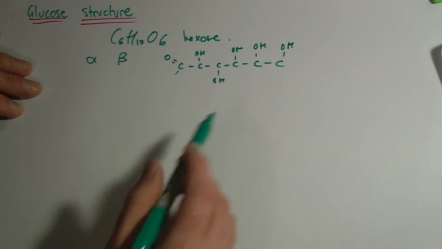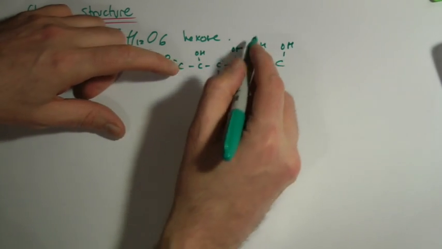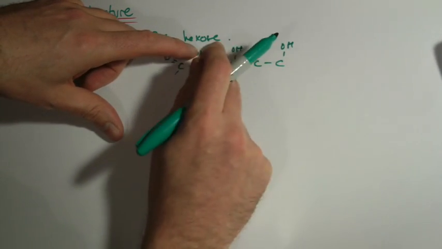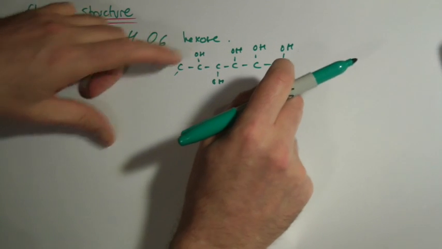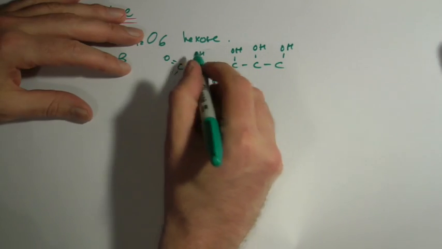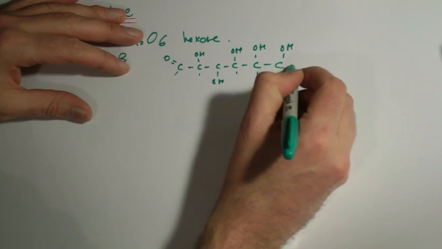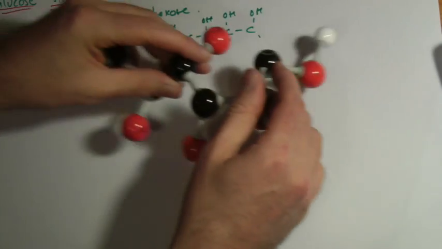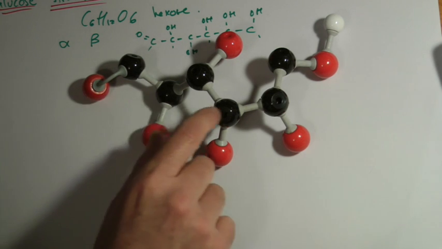Okay, now why have I drawn it like this? Why are all these OH groups on one side? Why isn't that one down there? It looks a bit arbitrary. Why have I put it like that rather than any other way? Well, sometimes it helps to look at something in 3D. So this is the 3D model of it.